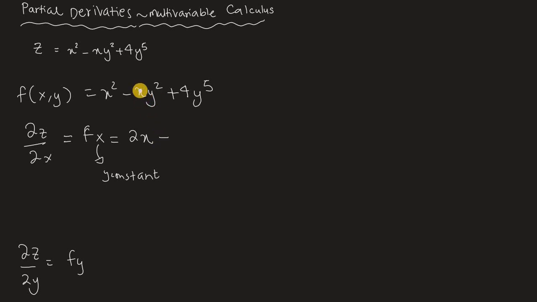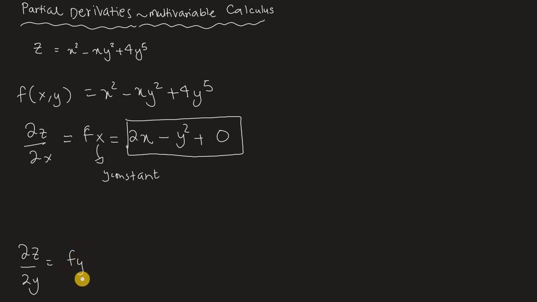What's the derivative of x? This is simply 1, and the y squared is just going to stay there. You do not differentiate it because you're treating y as a constant. And here you have 4y to the power of 5, and 4 is a constant as well, so you're treating the whole thing as a constant. And what's the derivative of a constant? It's 0, right? So this is simply the derivative with respect to x. Okay, now let's do it with respect to y.